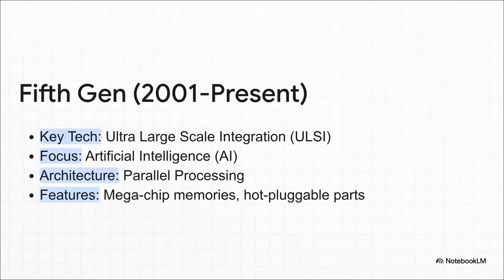And that brings us to where we are right now, the 5th generation. The key tech is something called ultra-large-scale integration, but that's not the real headline. The real story of our generation is the change in focus. It's not just about raw speed anymore. It's about artificial intelligence. It's about new ways of computing like parallel processing. We're not just trying to make computers faster. We're trying to make them smarter.